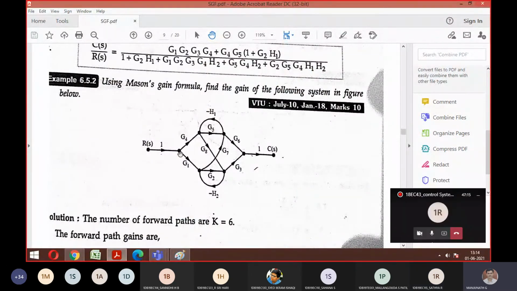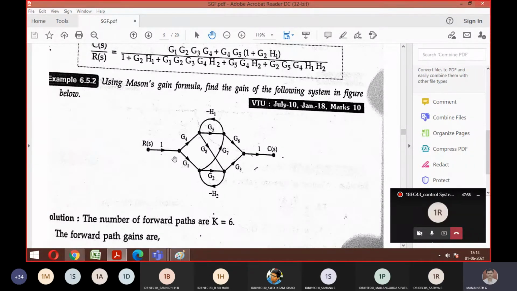Path 3, T3: G1 is coming here and has touched the loop, correct? Then G7 comes here and has touched this loop also. So it has touched all 3 loops. Agree? So the formula remains 1 minus 0, only 1. Understood? Same way, you tell me for delta 4 also.